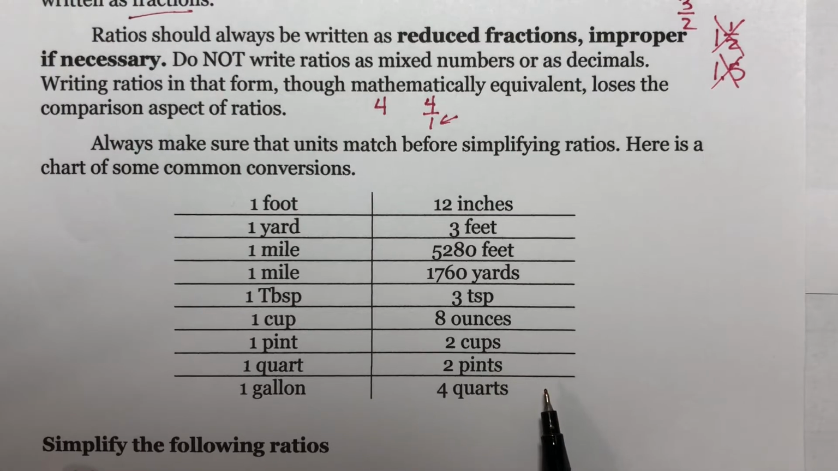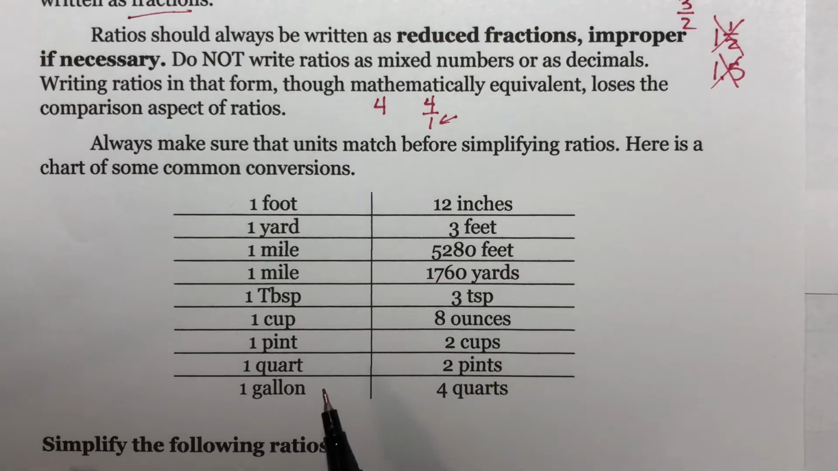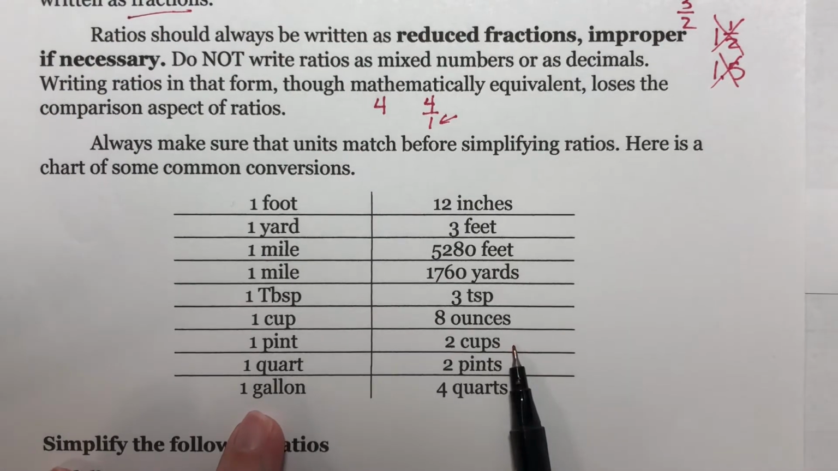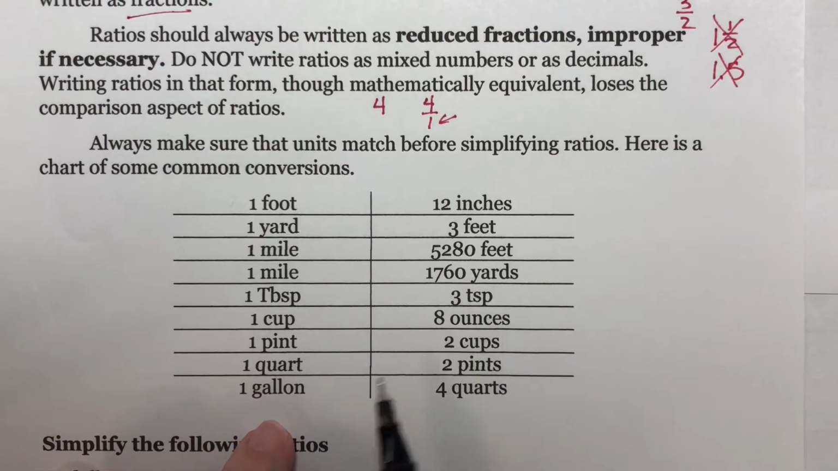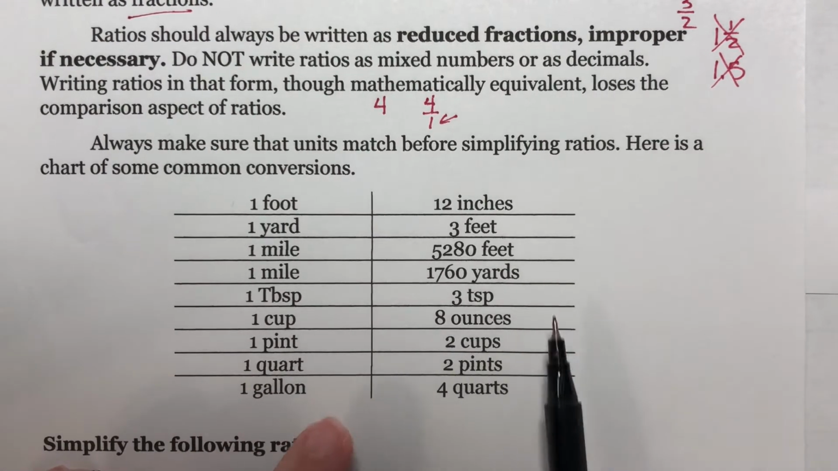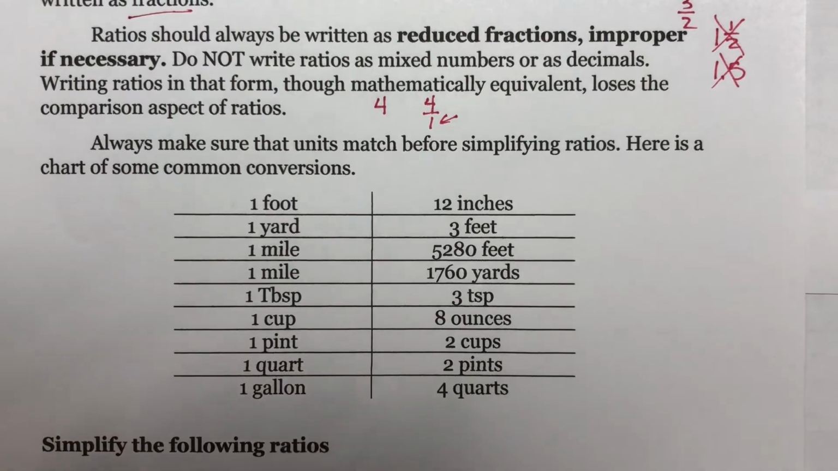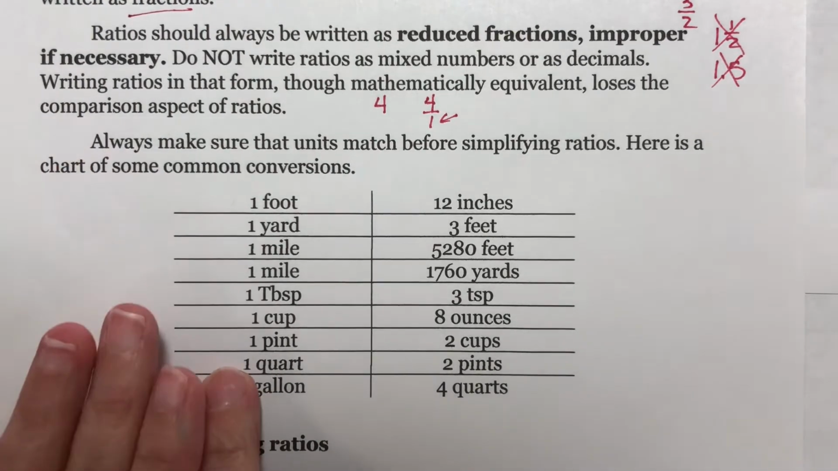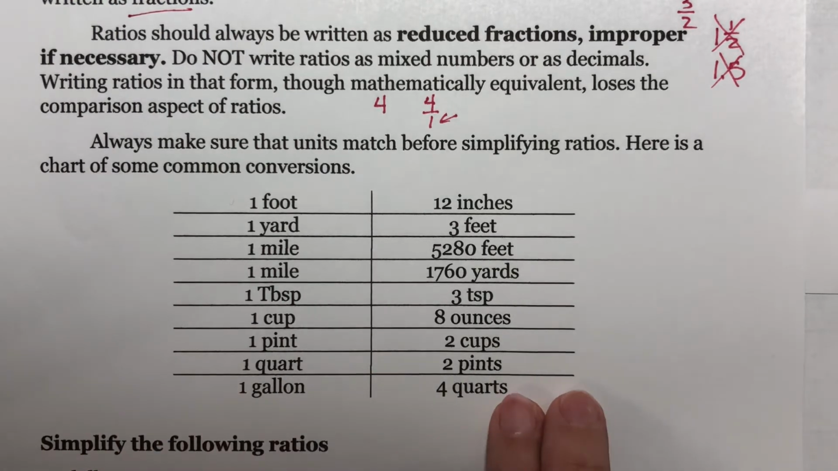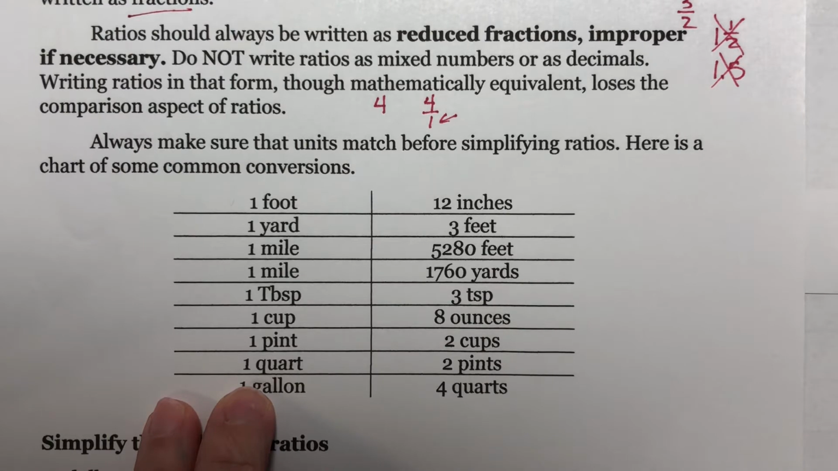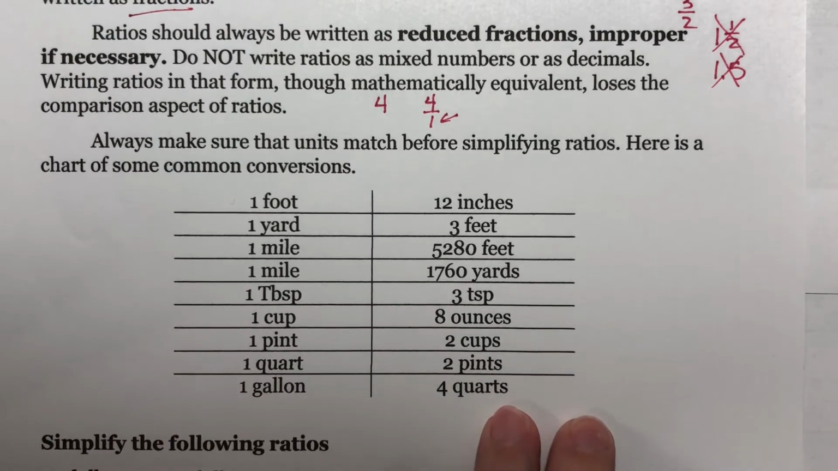Now, it's possible that you have to do multiple conversions. So maybe I have gallons and I really want them in pints. I would have to convert gallons to quarts and then quarts to pints. It might be a multi-step thing. But you always need to make sure your units match. And it is generally easier to convert your larger units, which are on this side, into smaller units. If you go from this side to this side, you might end up with fractions or decimals. If you go from here to here, you won't.